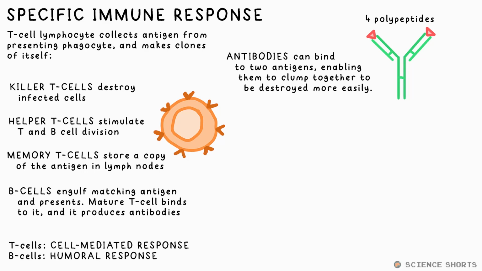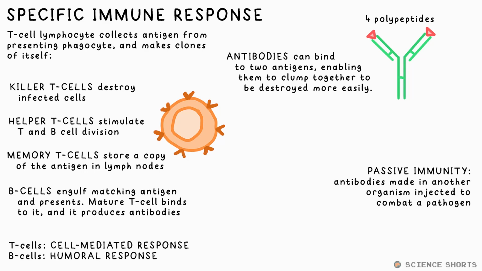Once an antigen-antibody complex is made, they can clump cells together thanks to the fact that each antibody has 2 binding sites. Immunity is achieved once the correct antibodies are able to be produced such that the pathogen cannot inflict its disease. This is active immunity. If antibodies from another organism are injected to combat a pathogen, this is passive immunity.